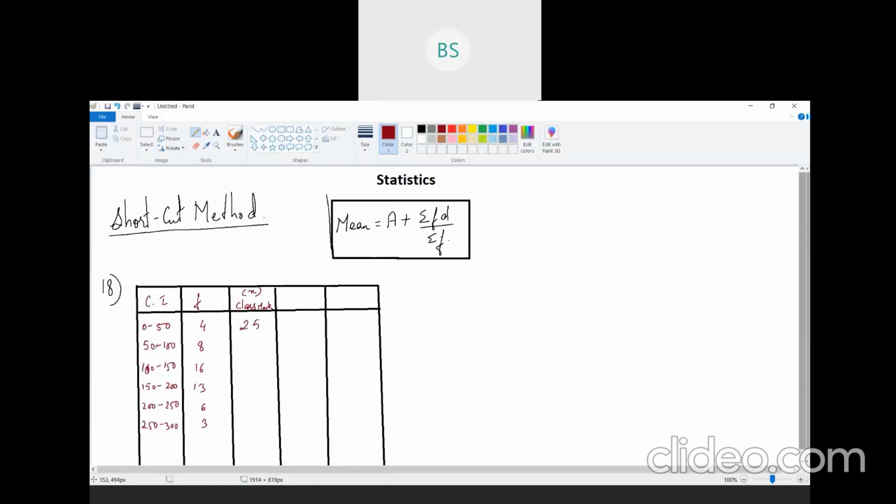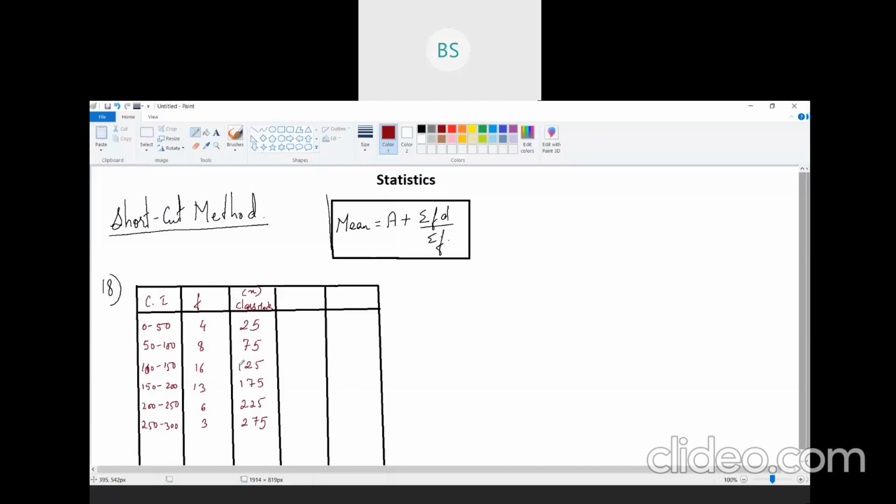Next will be 50 plus 100. 150 divided by 2 will give us 75. Then 100 plus 150, that is 250 divided by 2, 125. So similarly you have to find out the class marks. This will be 175, 225 and 275. So these are the class marks.